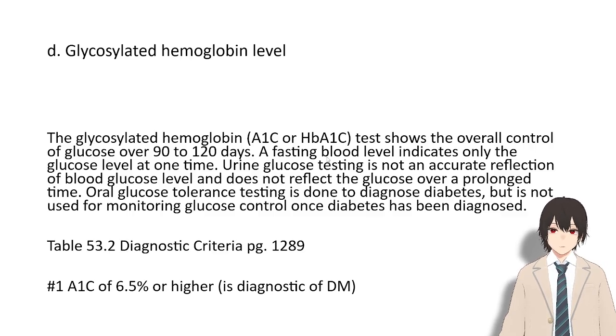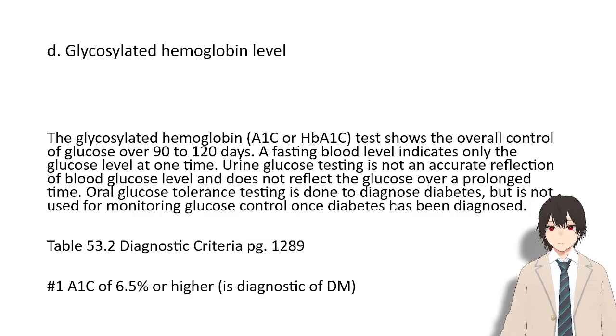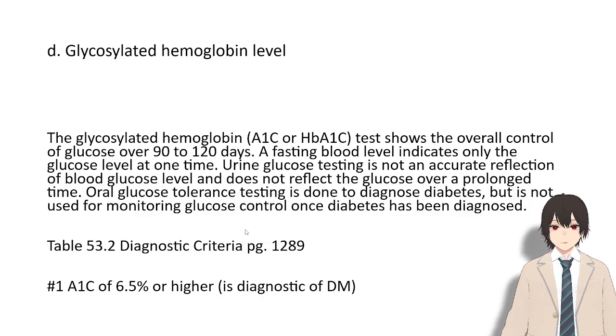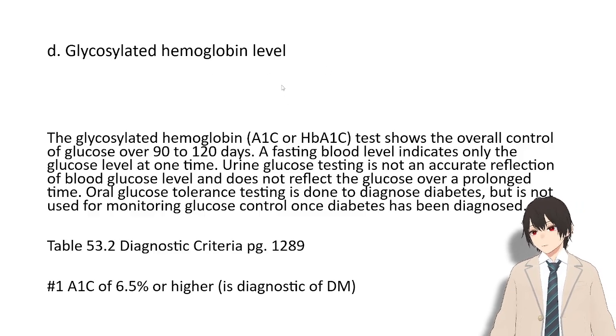This rationale basically says fasting blood level indicates only the glucose level at one time. The urine glucose test is not an accurate reflection of overall blood glucose level, especially over a prolonged period of time. And oral glucose tolerance testing is done to diagnose diabetes, but it's not used for monitoring glucose control, okay? So this is really high yield. You can definitely expect to get a question on this at least once in your nursing school career. It's going to be so obvious.